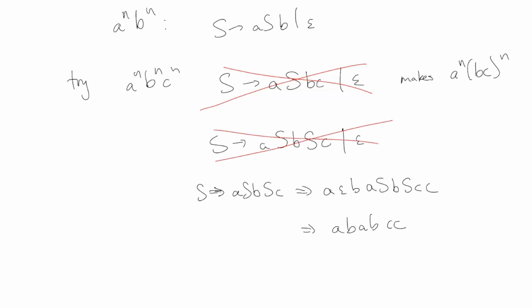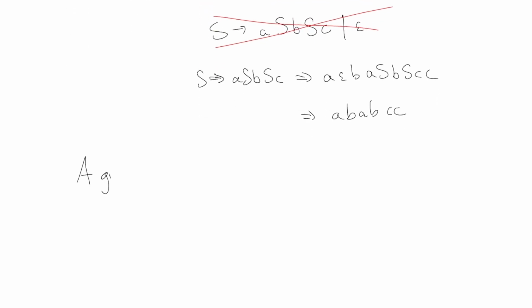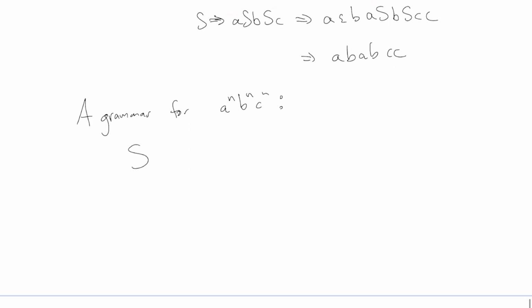You may find yourself wondering, can you even do this language at all, like with any grammar at all? Actually, it is possible. Here is a grammar for this language. It's not going to be context-free, though. A grammar for A to the N, B to the N, C to the N, just to show sort of what is actually required to make this work at all. Here's one way you can do it. S goes to A, S, big B, C.